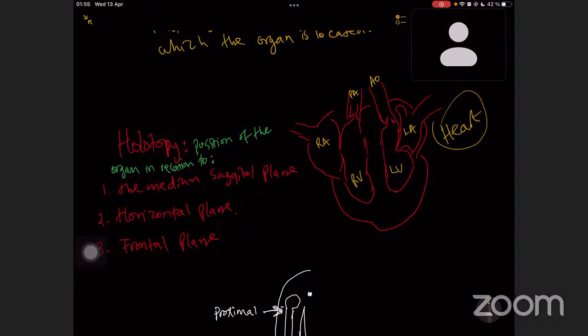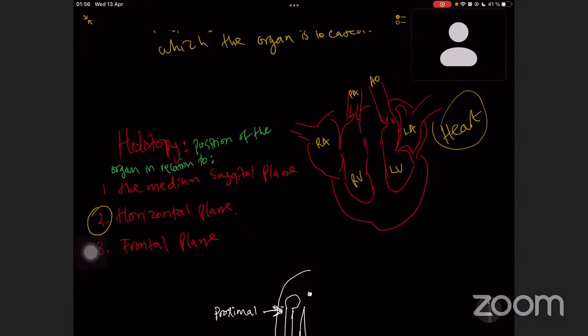The stomach, is it located in the left side of the abdominal cavity or in the right side of the abdominal cavity? That is the medial. So that is the relationship along the median sagittal plane. And then you have the relationship along the horizontal plane. Which means, is the organ lying in the upper part of the body cavity or in the lower part of the body cavity, right?